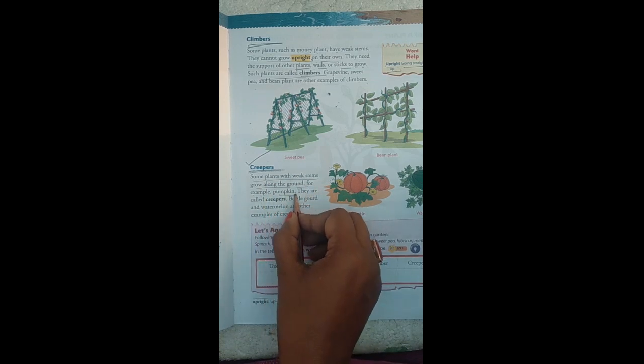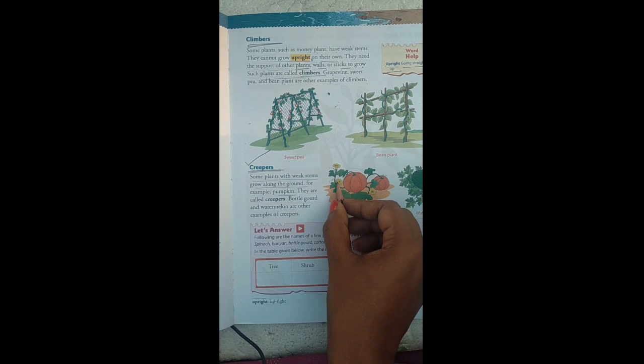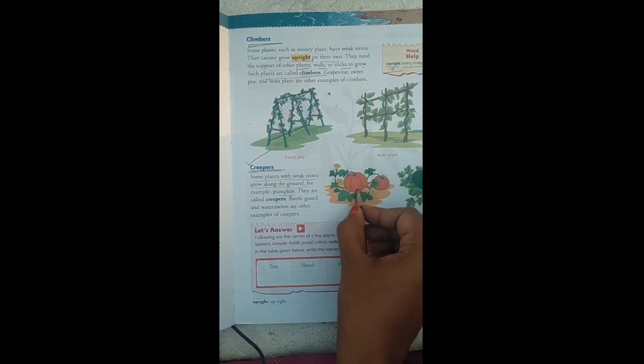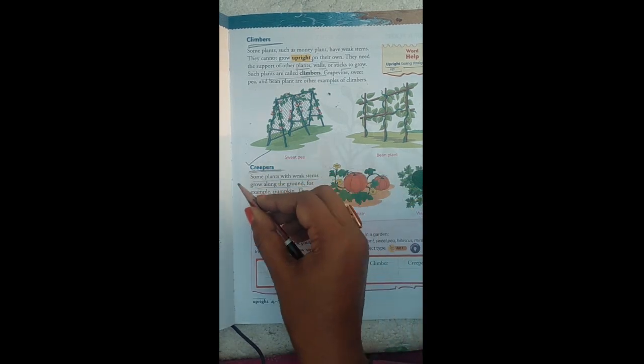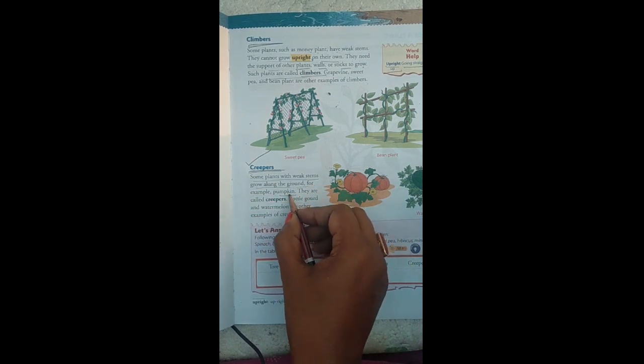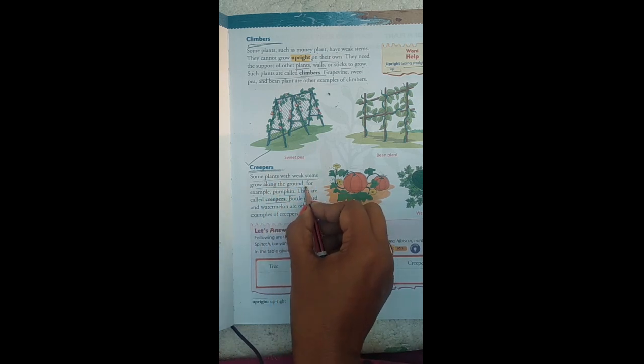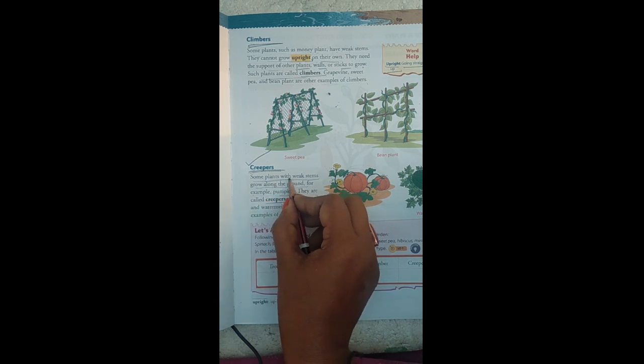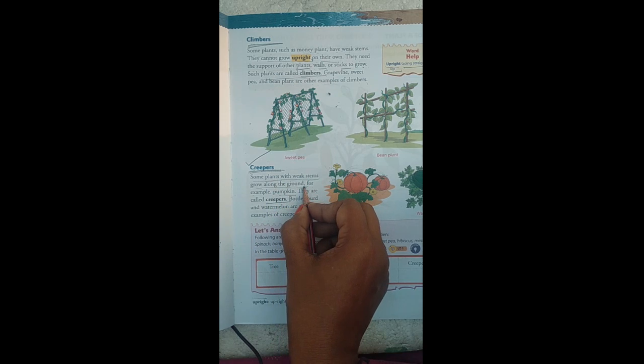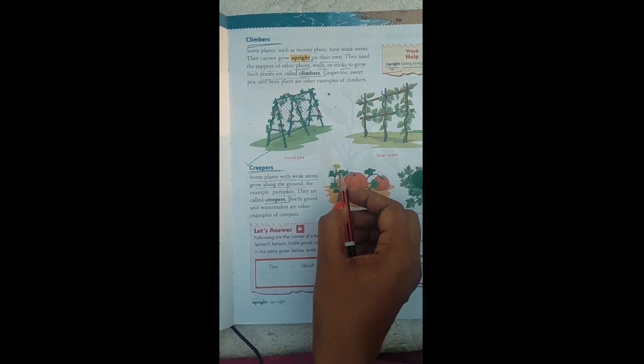For example, pumpkin. You see, this is a pumpkin plant and it will grow along the ground. So, they will be called creepers. Some plants with weak stems grow along the ground. They will be called creepers. But you know what? Creepers give very big size of fruits like watermelon.